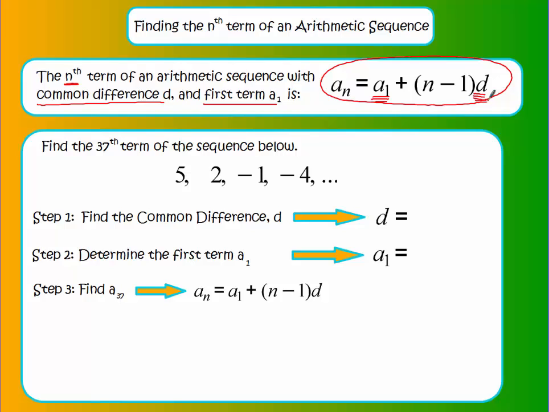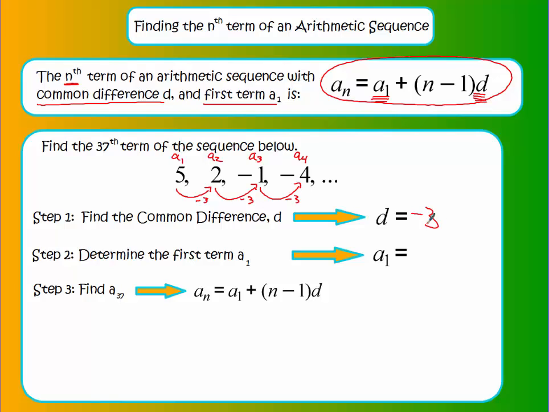So here's a question. Find the 37th term of the sequence below. So it goes 5, 2, and so on. This is a sub 1, a sub 2, a sub 3, a sub 4. Again, those just mean what position they're in. It's the first term, the second term, the third term, the fourth term, and so on. So the first thing we want to do is find the common difference. I went from 5 to 2, I subtracted 3. I go from 2 to negative 1, again I subtract 3. And going from negative 1 to negative 4, again subtracting 3. So the common difference here is negative 3. So d is negative 3.